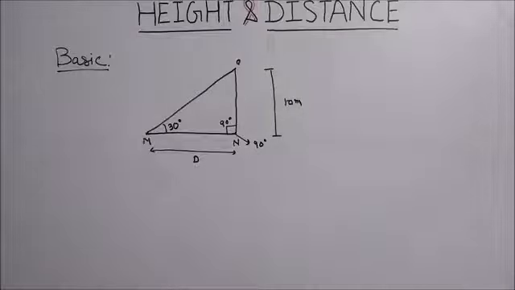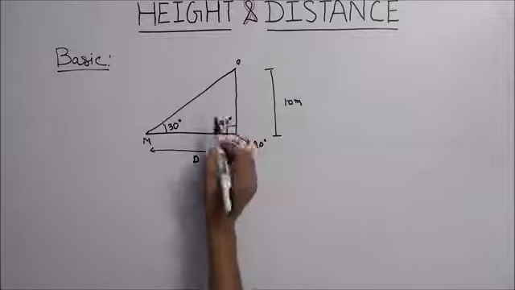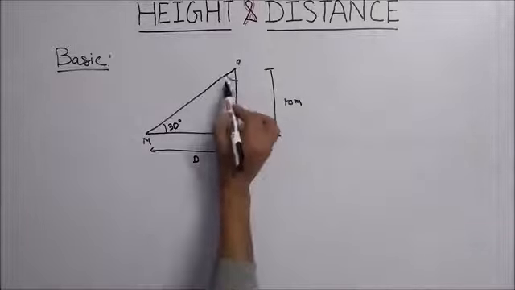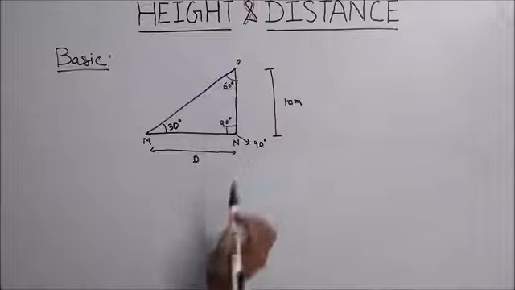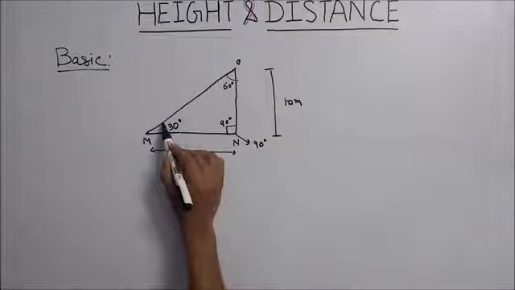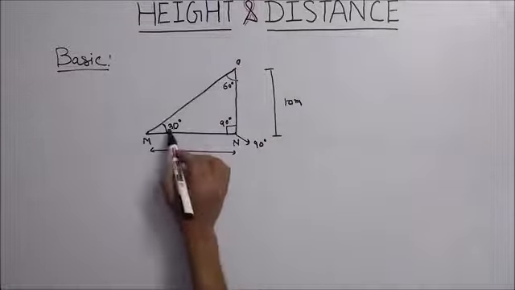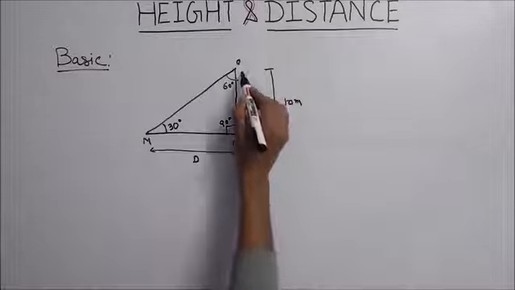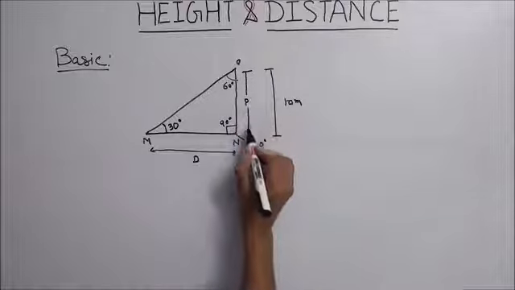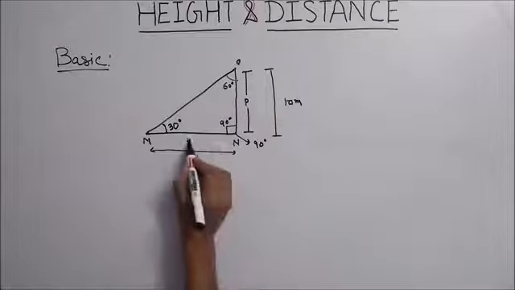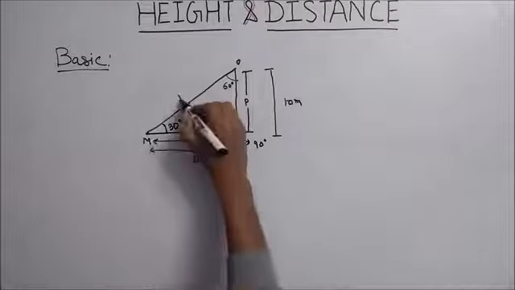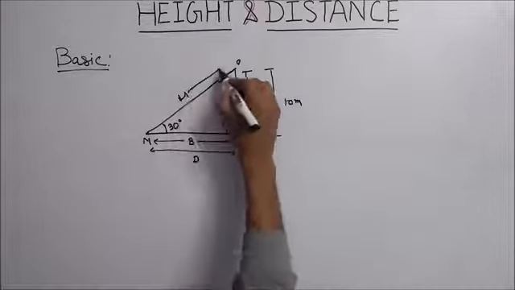So what do we actually do in the traditional way? We know the complete angle is 180, so what we get is 60 degrees here. If we take this angle, this acts as the perpendicular for angle 30. This acts as the base and this is the hypotenuse.